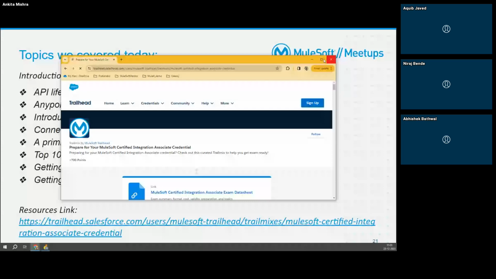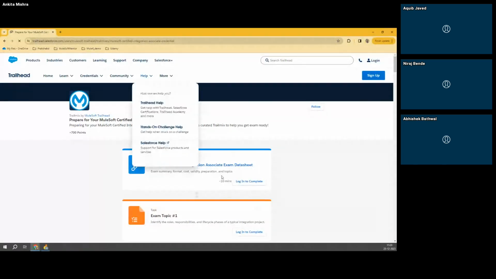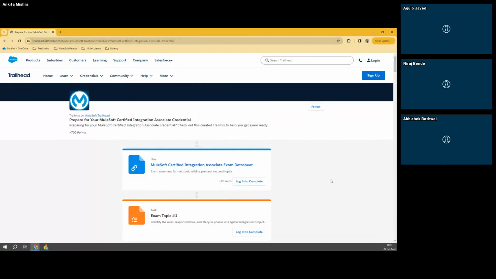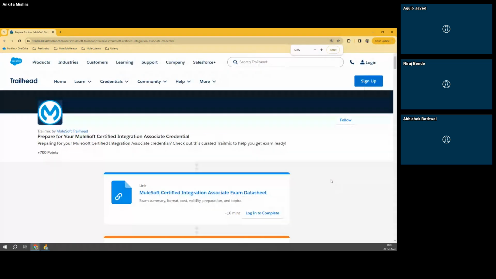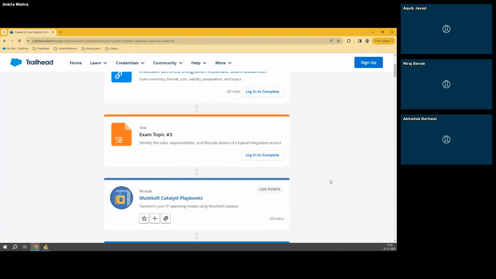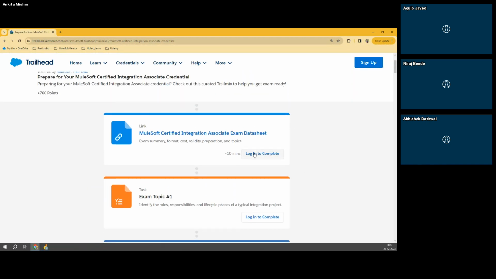Okay, this is how the Trailhead page for the MIA certification exam looks. Let me just increase the font. In my overview session, I have already told you that they have given all the topics and all the study materials in one place. However, the topics are in a little haphazard manner.